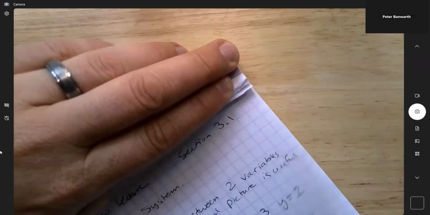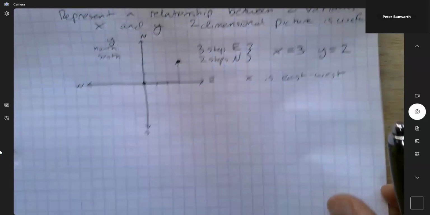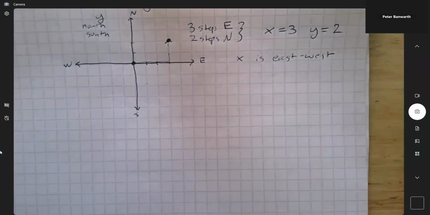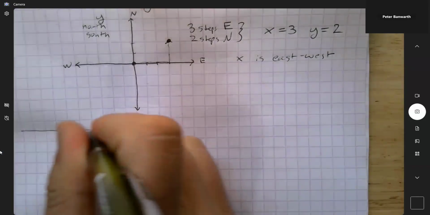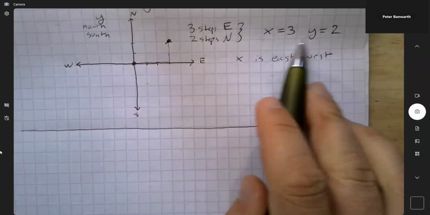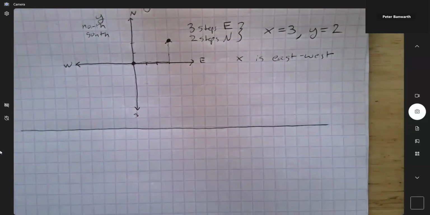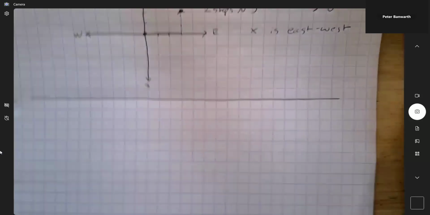I'm going to take a lot of pictures, so I'm going to go through paper pretty fast. Let me do another example, and as I do the example, I'm going to introduce a little more notation. The x equals 3, y equals 2 notation, that's super useful. I like it. I recommend using that notation as you're learning this coordinate system.